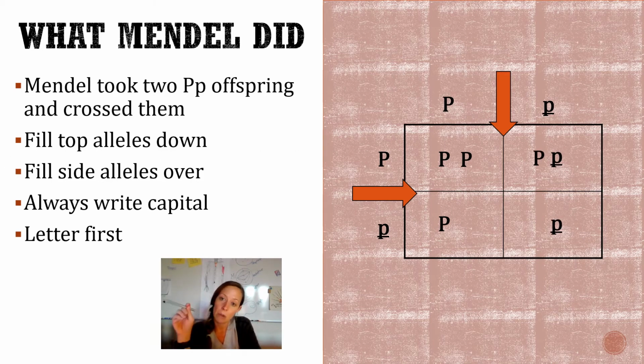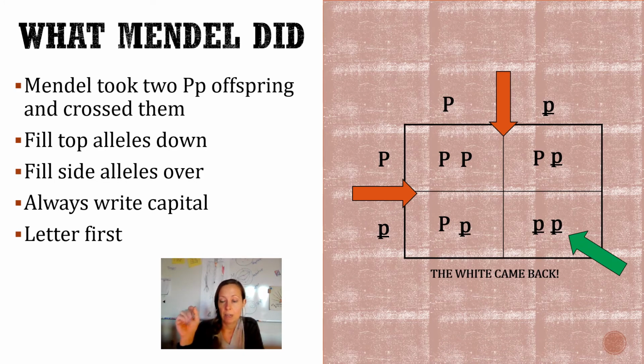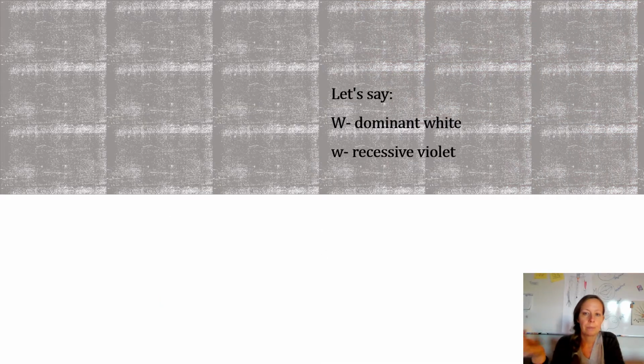Then we have our P's coming over from the side and our little p's coming over from the side, right? So white comes back, even though the first time he crossed them, we all had purples. Now we have a white offspring.